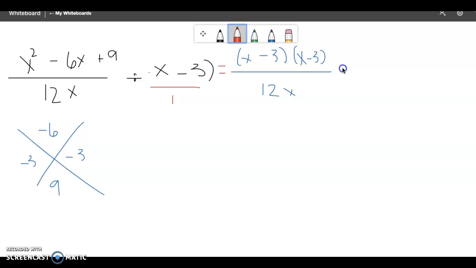Change to multiplication and flip the fraction. So it's going to be 1 over x minus 3. Now at this point, what I hope you notice is there's an x minus 3 in the denominator and in the numerator. You can only cancel out 1, because if I'm only going to cancel out 1 in the denominator, I can only cancel out 1 in the numerator. So now I have x minus 3 times 1 is x minus 3. And then I have 12x times 1, which is just 12x. And that's it.